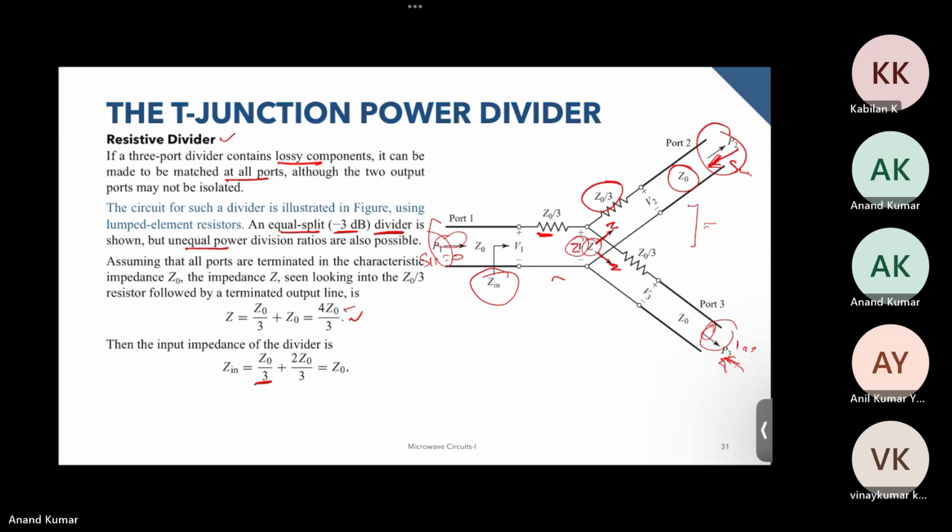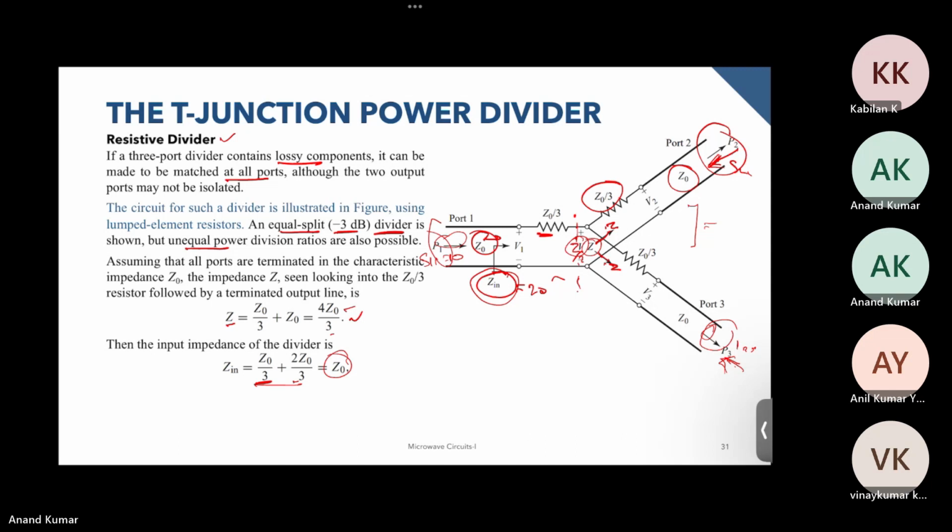This becomes Z by 2 at this particular plane over here. So this is 4 Z naught by 3, and this becomes half since both of them are in parallel, and this total input impedance becomes Z naught. So what we're seeing over here, this Z in, is equal to Z naught, which is equal to the characteristic impedance of this transmission line over here.